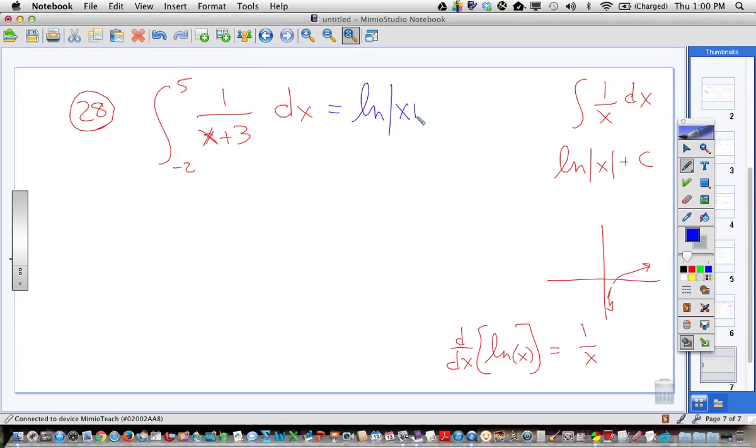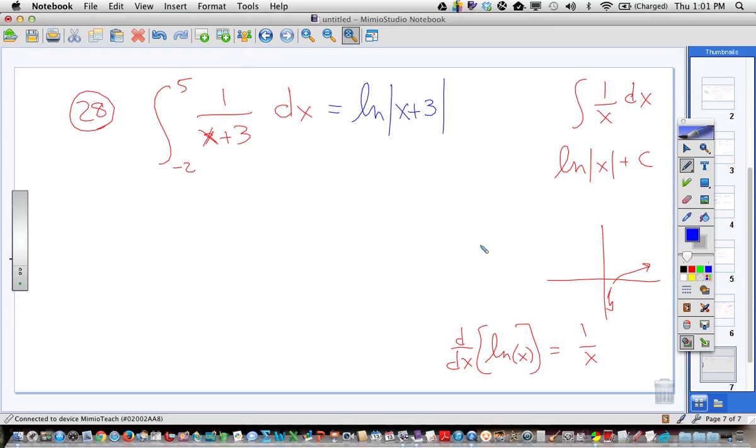Natural log, absolute value of x plus 3. Because what do you do with the inside when you do a derivative? You leave the inside alone. Right? You leave the inside alone. So the antiderivative of 1 over x plus 3 is the natural log of absolute value of x plus 3.